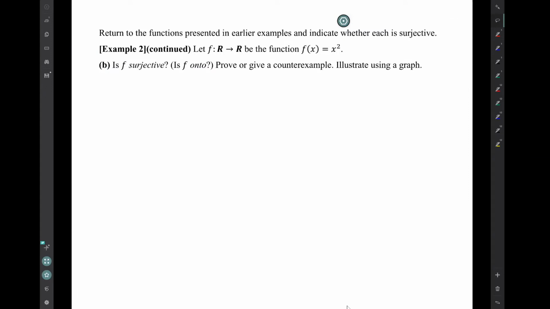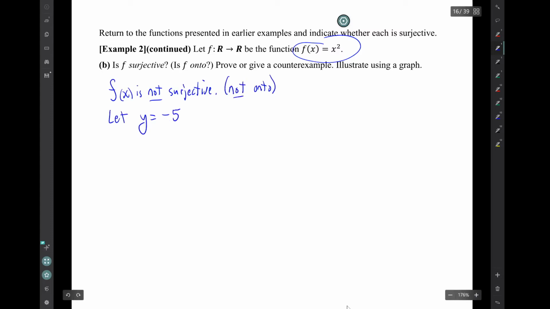So let's return to the functions presented in the earlier examples and indicate whether each is surjective. In example 2, we started with this function f of x equals x squared. Is it surjective? That is, is it onto? Either prove or give a counterexample. Well, it's not onto. We can let y equals -5. Notice that there is no x value that will cause that y value to come out.